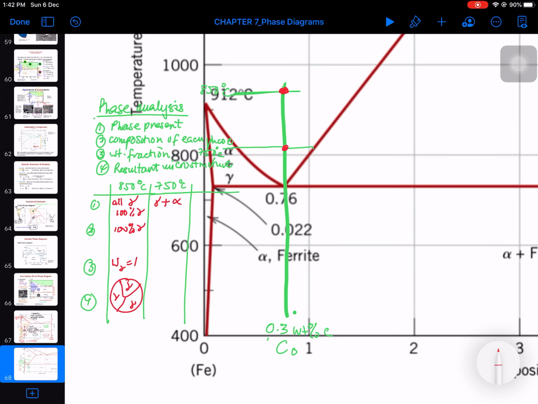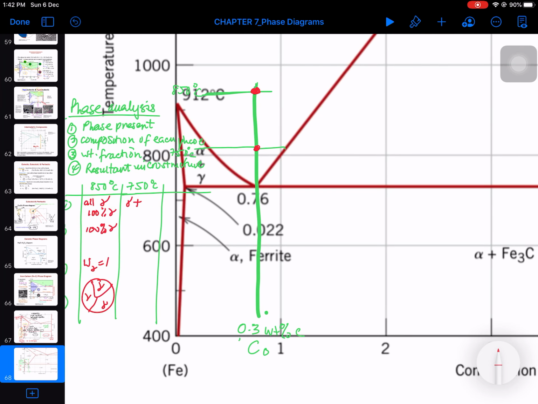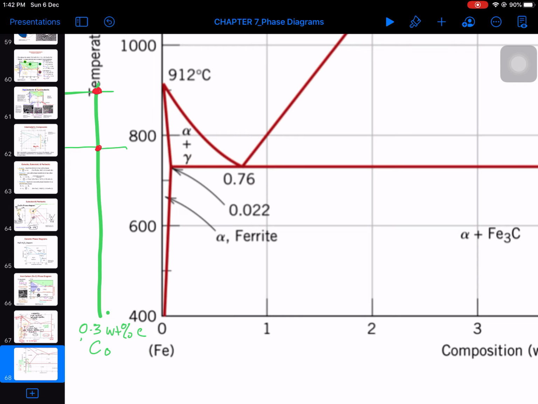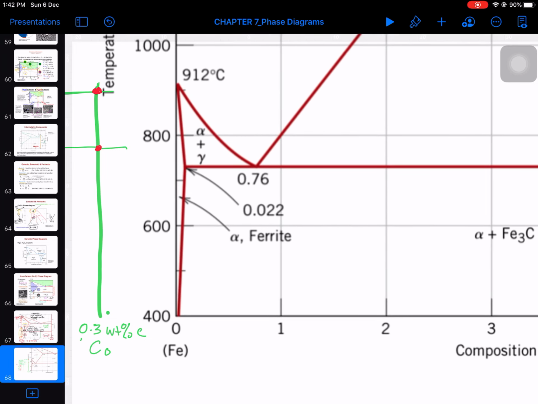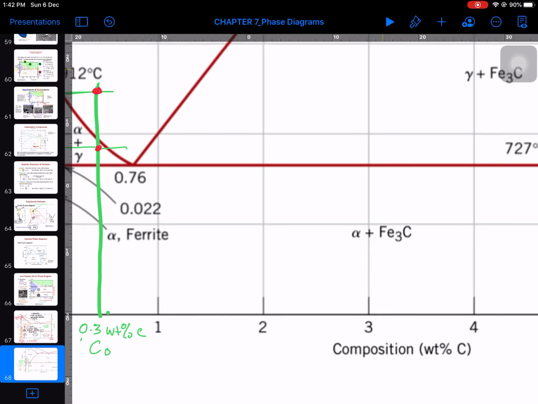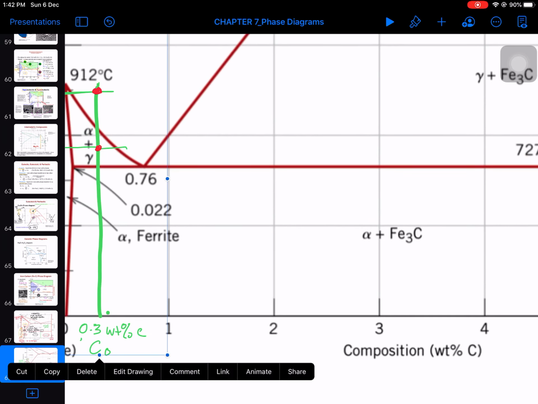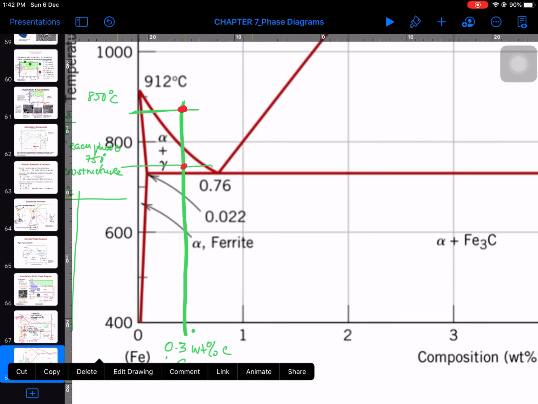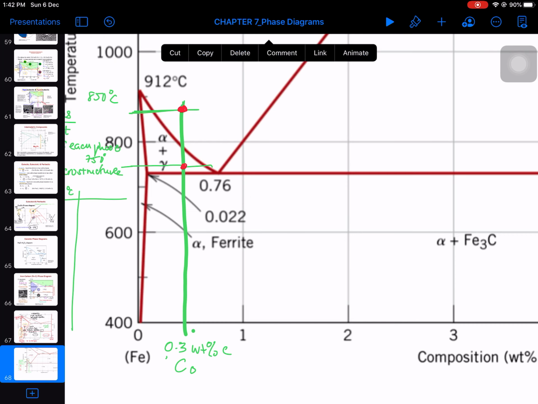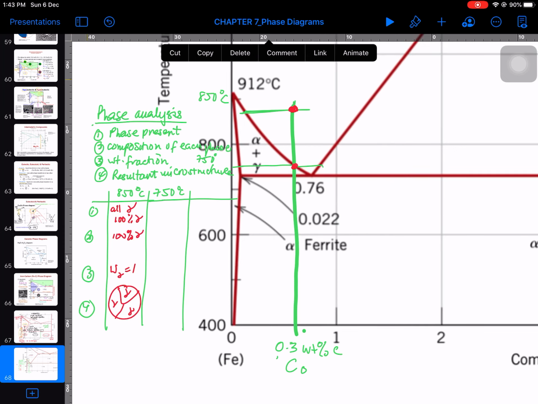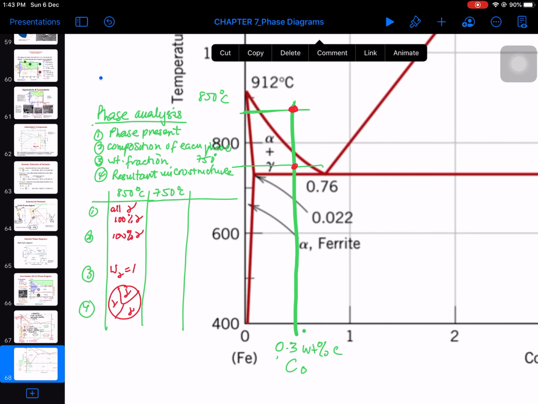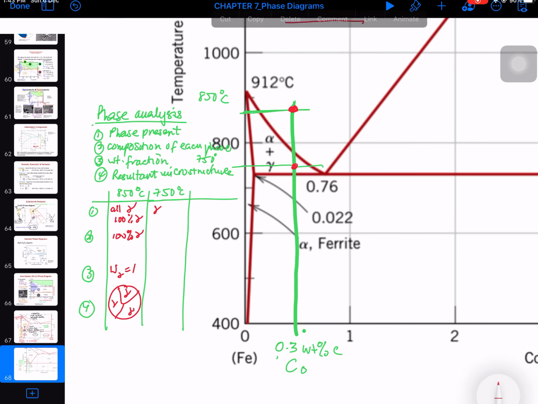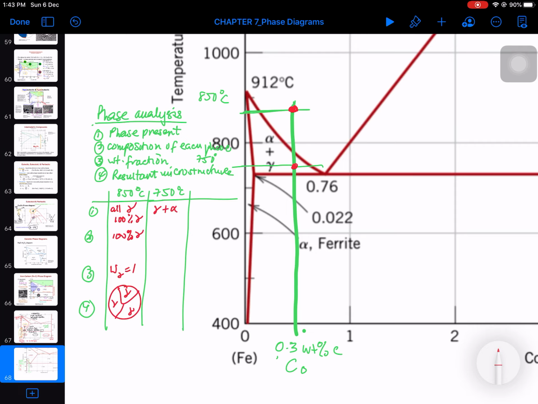I've done something to this, don't know what. Let's just put it back where it should be. Okay, so let's say it's austenite plus alpha ferrite.